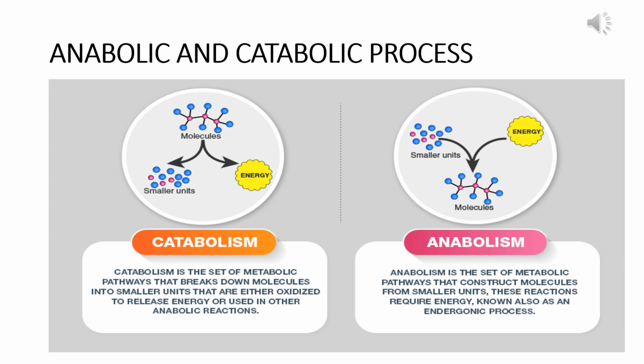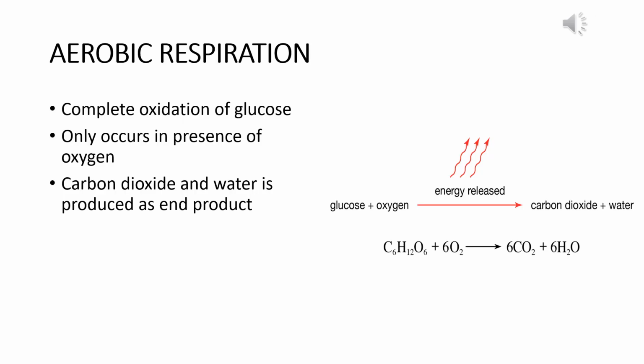Now if we are seeing respiration, in respiration glucose is broken down to produce energy. So it is a catabolic process. But if we are seeing photosynthesis, in photosynthesis water, carbon dioxide and solar energy from the sun are being combined together to produce a molecule which is glucose. So it is an anabolic process.